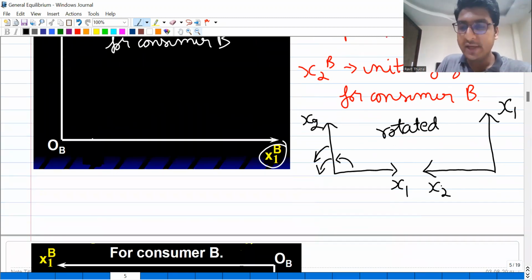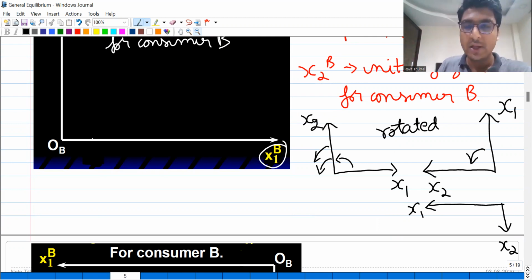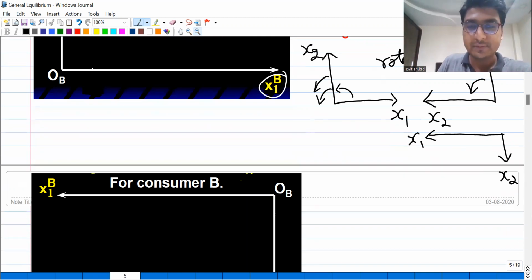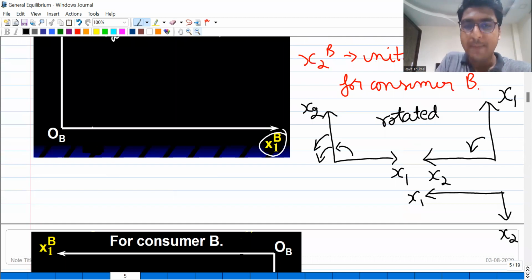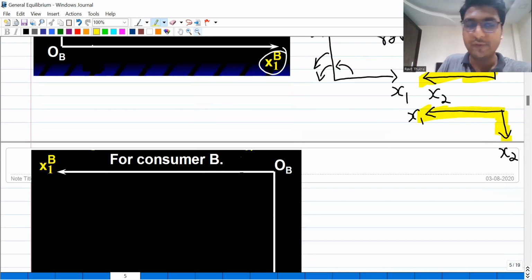Now what if I rotate it once again? Then x1 will become horizontal, x2 will become vertical. So this is how it will look. After flipping, this is how the commodity space of consumer B will look. Are you able to imagine it? पहले एक बार rotate के 90 degrees, it became like this, and then I again rotated it 90 degrees and it became like this.